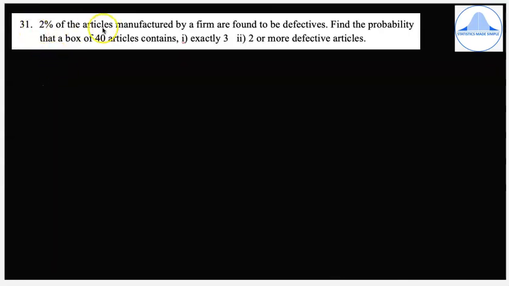31st question, 2% of the articles manufactured by a firm are found to be defective. Find the probability that a box of 40 articles contain exactly 3 and then 2 or more defective articles. The word defective indicates that this problem is based on the binomial distribution.